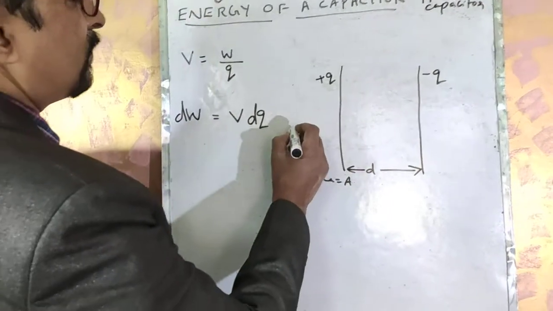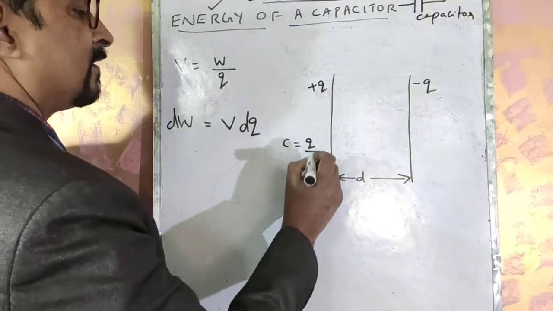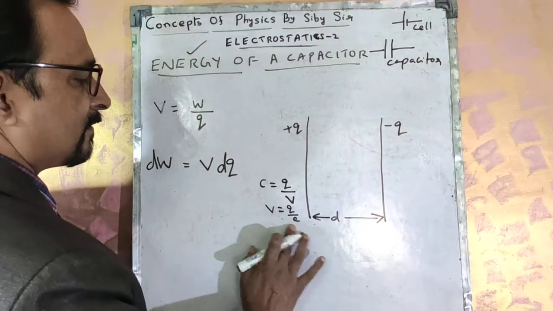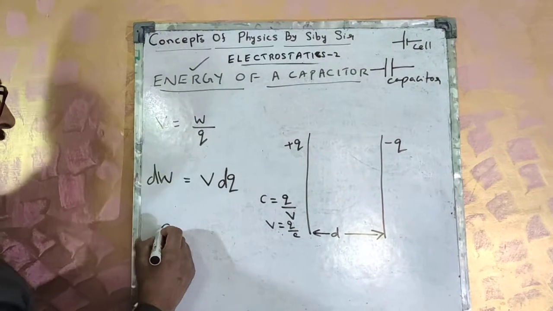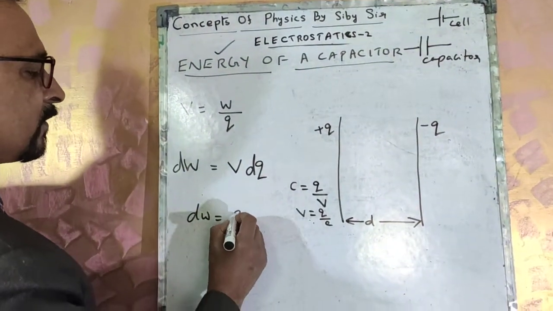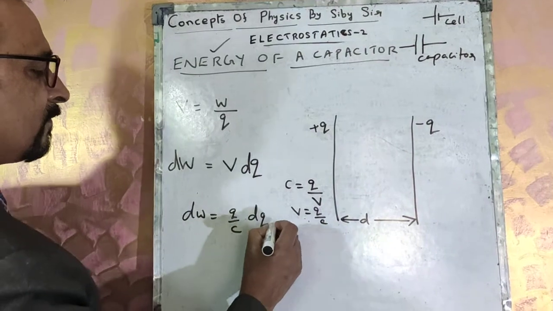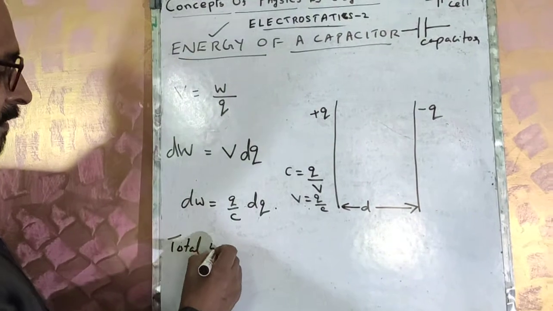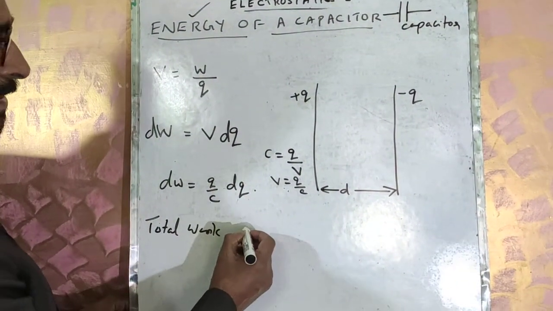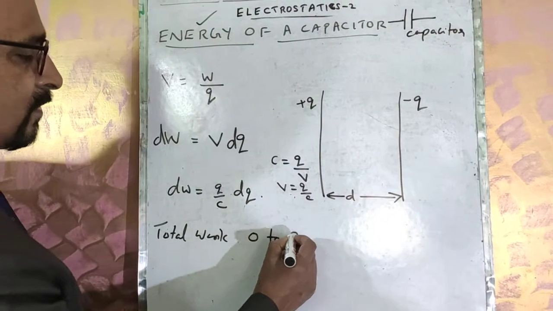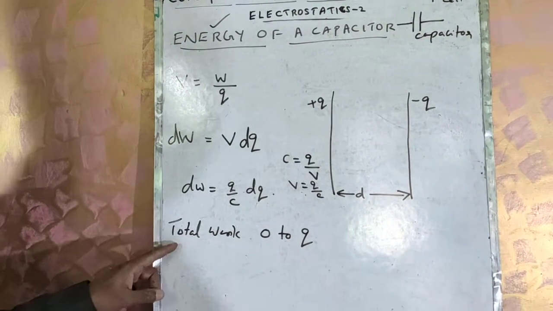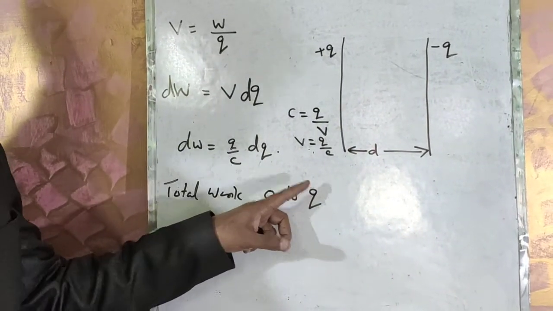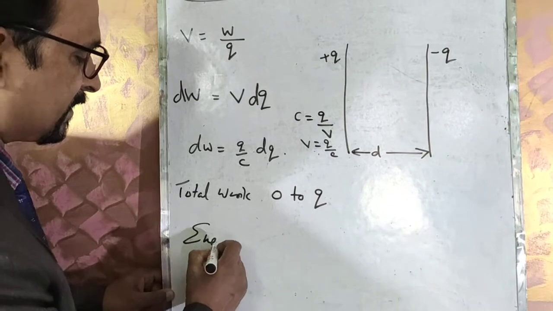Now you know C is equal to Q by V. So instead of V, you can write Q by C. So just substitute here. So you are getting dW is equal to Q by C dq. Now we need the total work done to increase the charge on the plates from 0 coulomb to Q coulomb. What is the total work done for increasing the charge on the plates of the capacitor from 0 to Q? That is actually called energy of the capacitor.